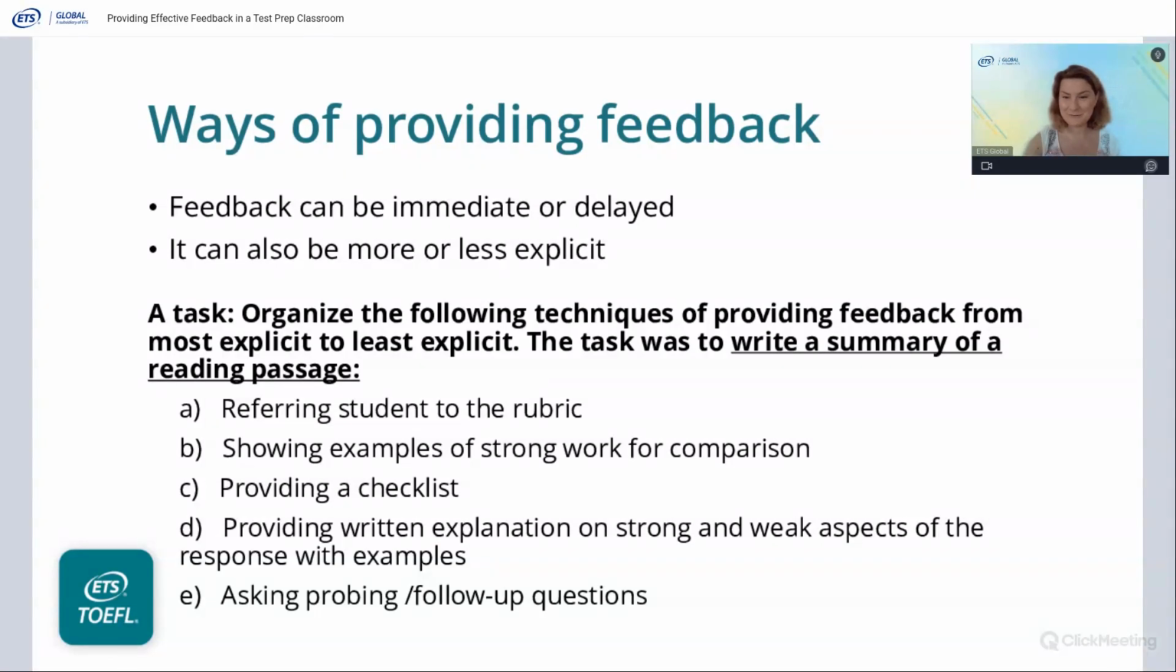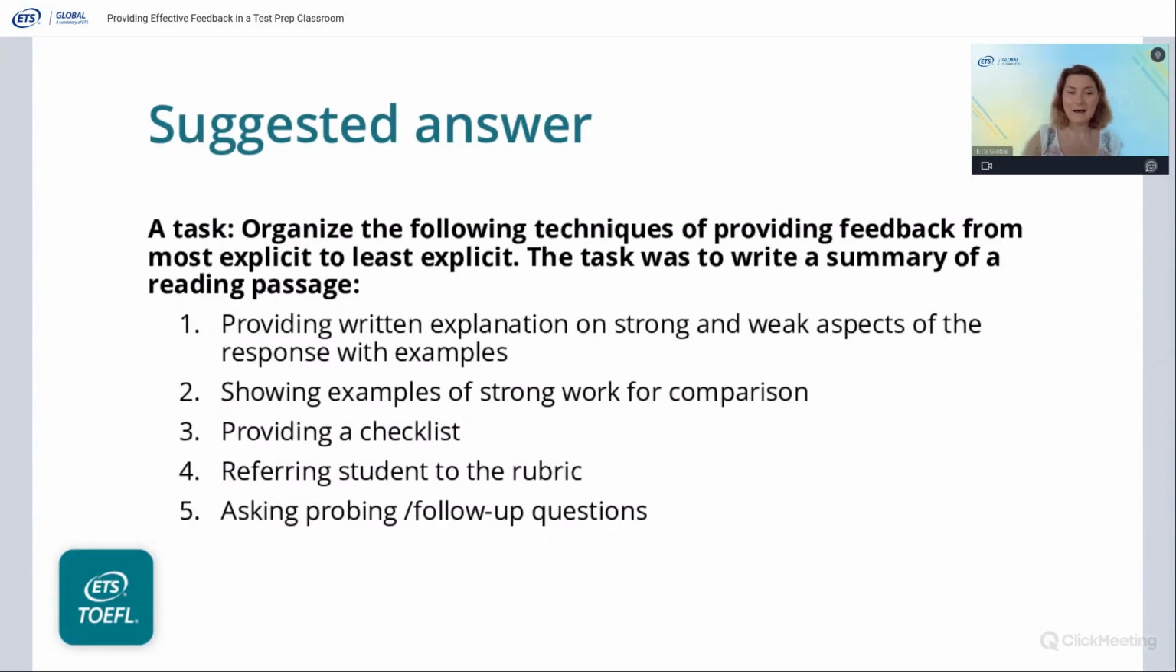Okay, let me just show you my idea for this. So I would say, as we said, probably the most explicit in this case would be, again, as we already discussed. Then if we talk about a specific summary for a specific passage, showing an example of strong work for comparison might work. Again, if we talk about a specific sample and specific passage. So we don't show a summary of a different passage, we show a successful response for that same passage. So that would also be quite explicit, because students can basically compare how it should more or less look.